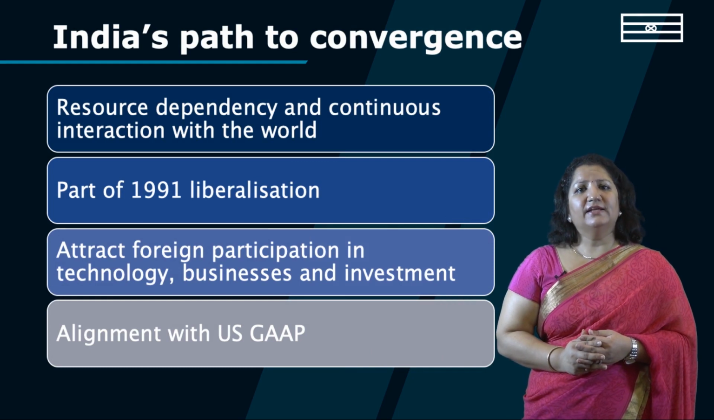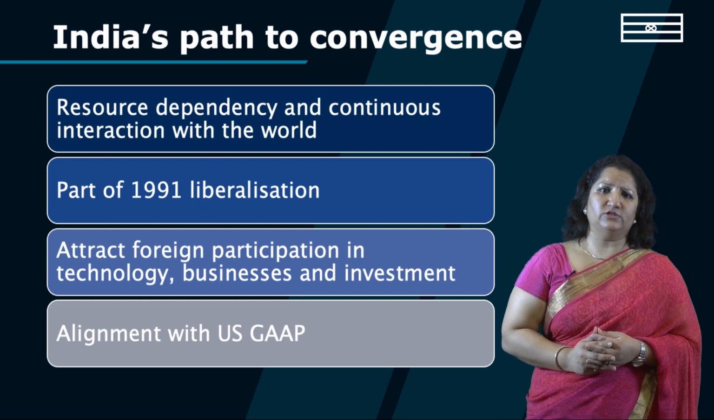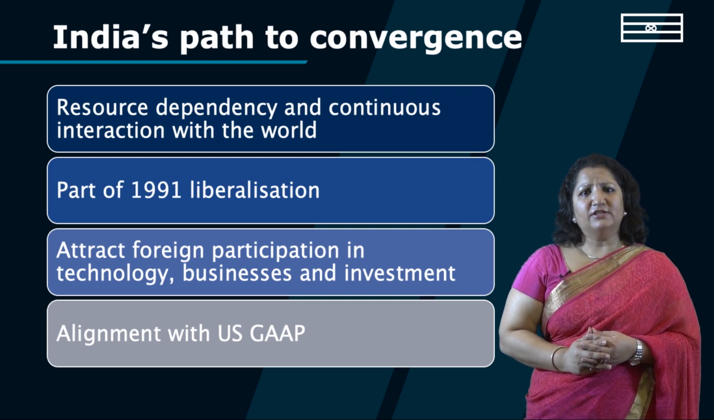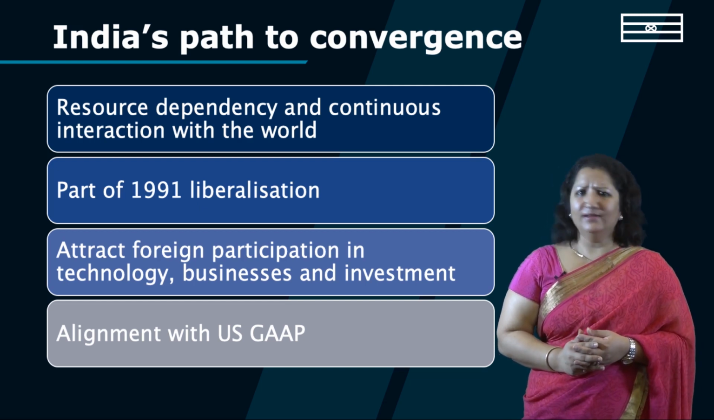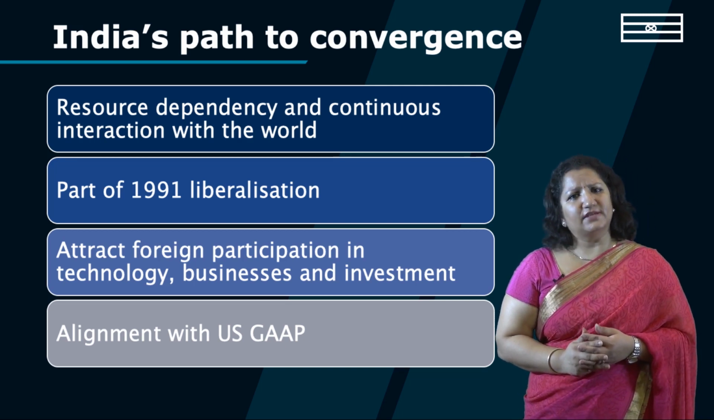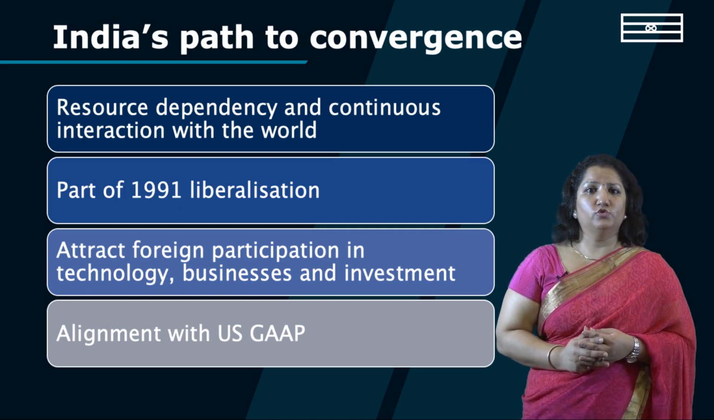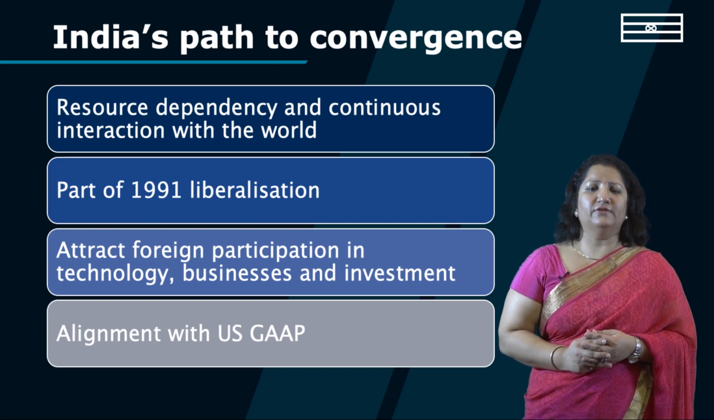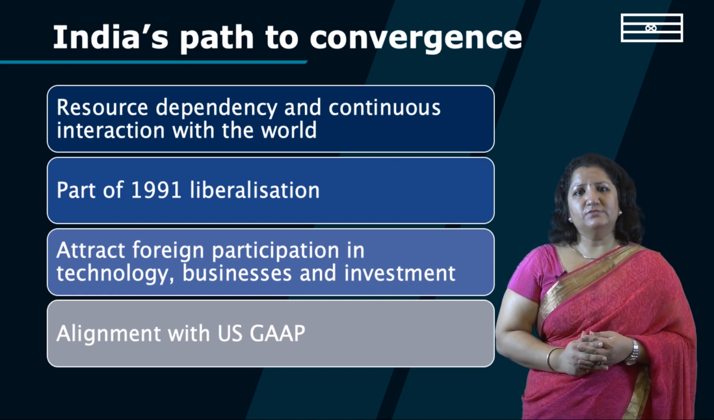The process of aligning Indian accounting standards with the rest of the world has gained momentum since 1991. It was a part of an initiative to liberalize the Indian economy and attract foreign participation in technology, business, and investment. When India looked at the outside world, it found the USA as the major source of such resources. Thus, India aligned its accounting standards with US GAAP to meet the precondition of transparency in financial reporting by foreign investors. The result was increased foreign participation in Indian business.